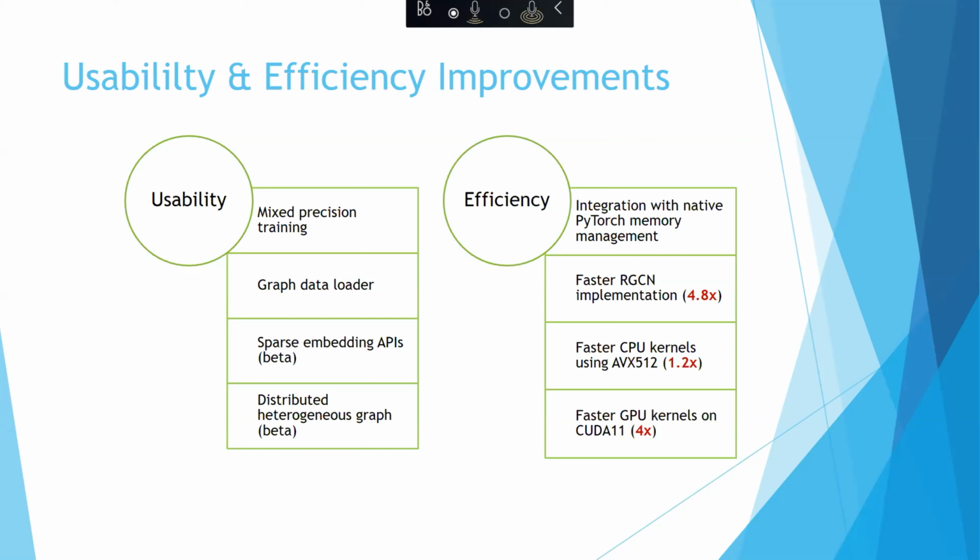Okay. And from 0.5 to 0.6, there are a total of 284 PRs of all kinds of fixes and patches. And we calculate that roughly a quarter of them actually come from external contributors.